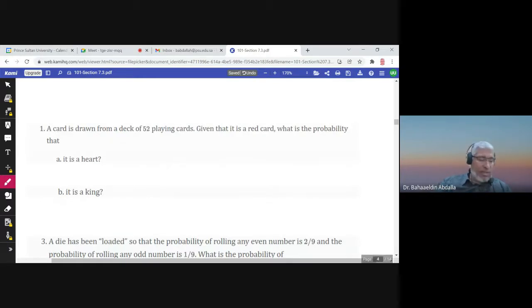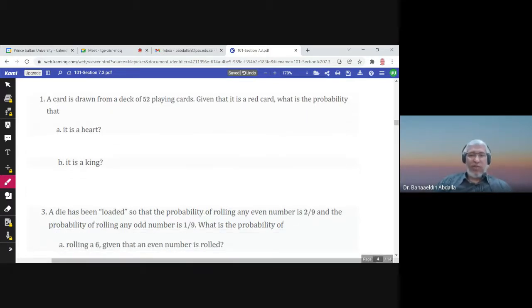A card is drawn from a deck of 52 playing cards. Okay, again, this is one card. Given that it is a red card, okay, so we have this information. What is the probability that it's a heart? So he's asking about the probability of heart given that it's red. So look to the red card. How many red cards do we have? Well, half of the cards are red and half are black. So we have 26 red cards.